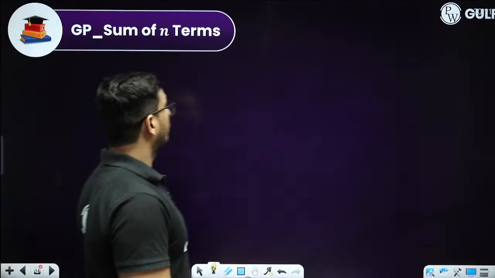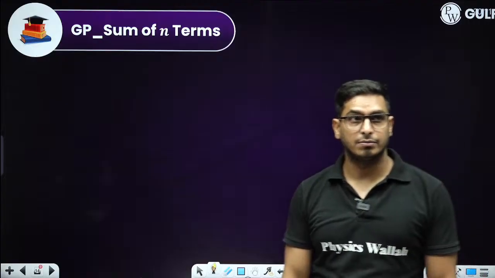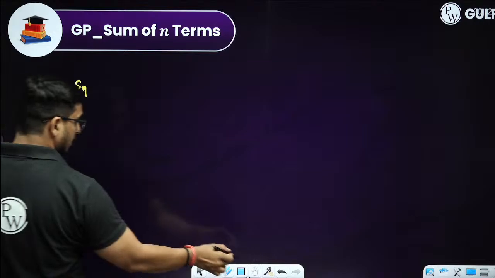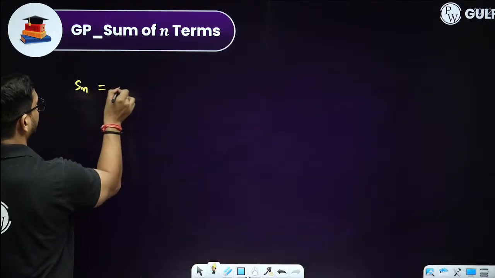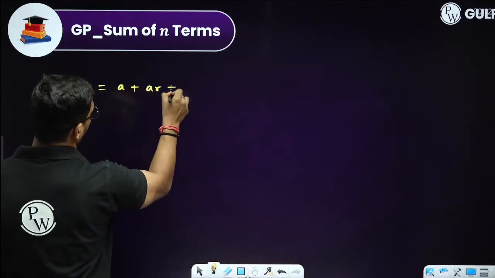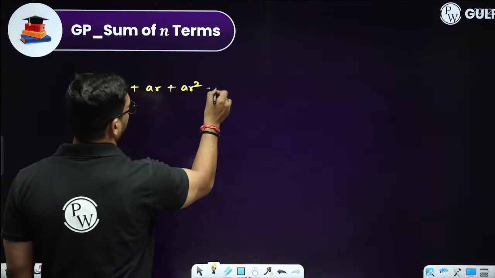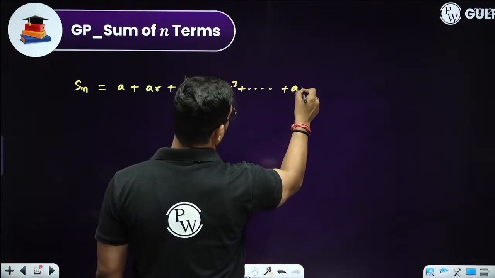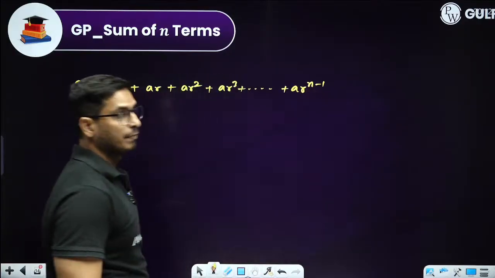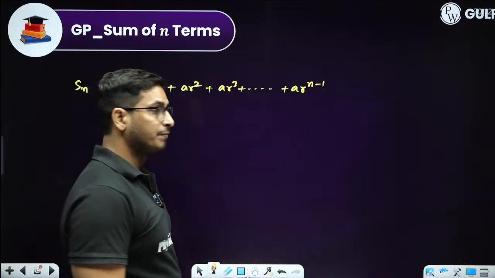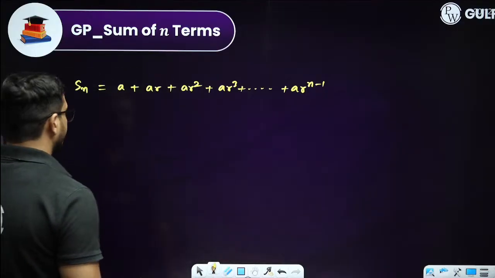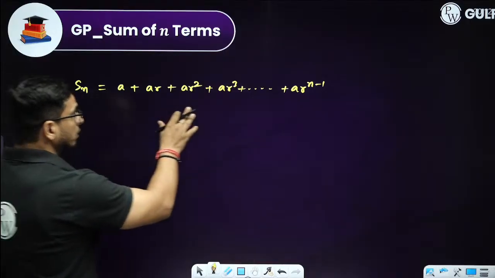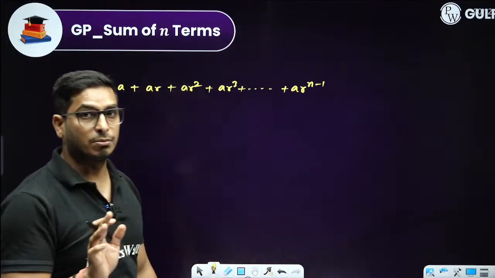Now we have sum of n terms of GP. That is the important part. Sn. Sn means A plus AR square plus AR cube and so on, A R to the power n minus 1, correct? Yes. Now we can do one thing. See how we will solve, how we can find the sum. We know its common ratio is R, correct?